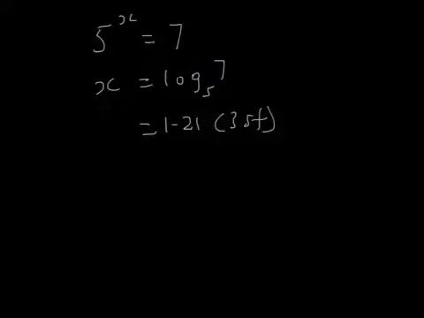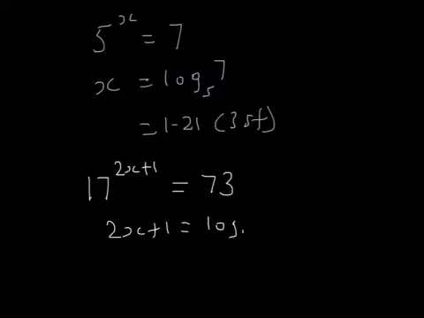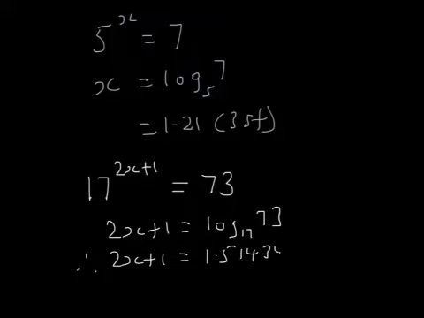So if we take yet another example, 17 to the power 2x plus 1 equals 73. Then 2x plus 1 equals log to the base 17 of 73. Log to the base 17 of 73 works out to be 1.514. So therefore 2x plus 1 is 1.514343934. So to work out what x is, I take away 1 and divide by 2 to get 0.257 to 3 sig figs. Notice that I'm only rounding at the end.